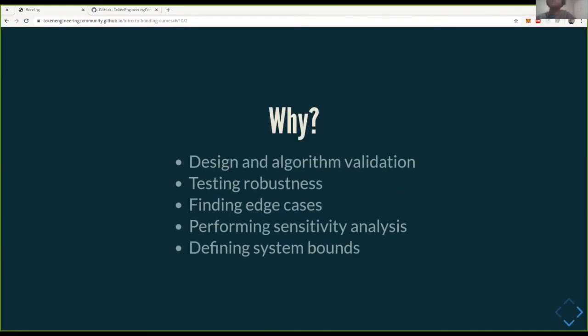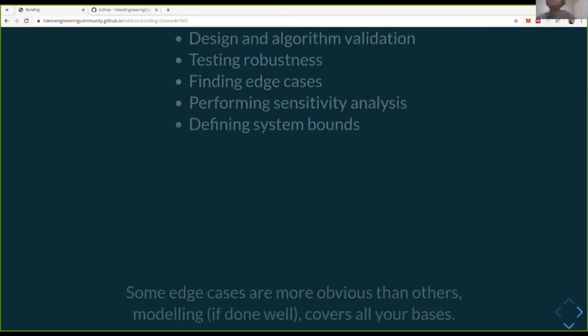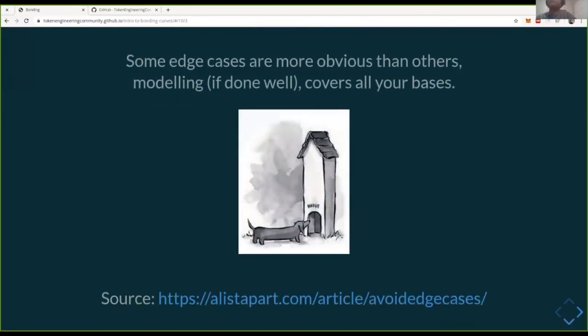So why would you want to do this? This allows you to validate your designs, test how robust your system is, find edge cases, check how sensitive your system is to small changes in some of your parameters, and find out what the bounds of your system are. Some edge cases are more obvious than others, and modeling helps to find those that are more complex or less obvious.